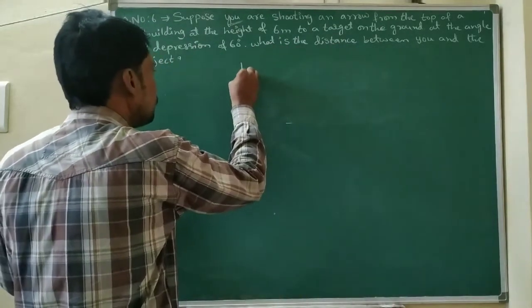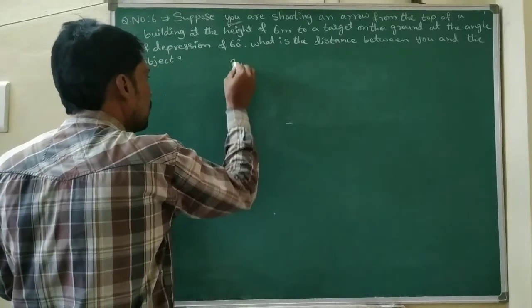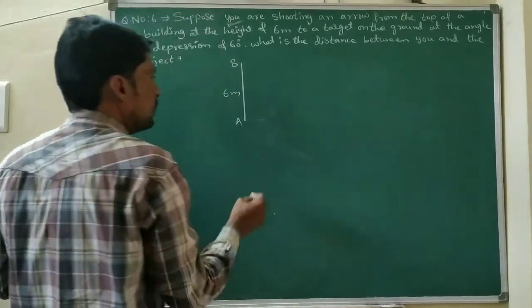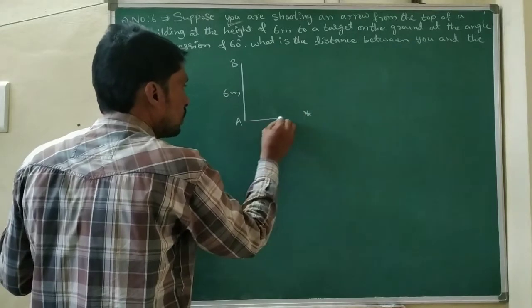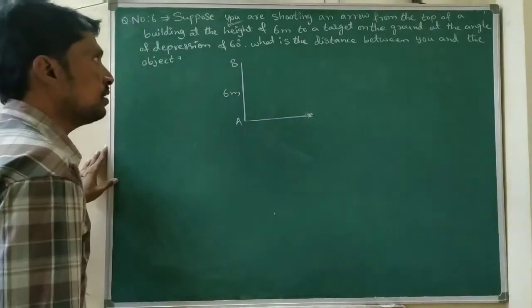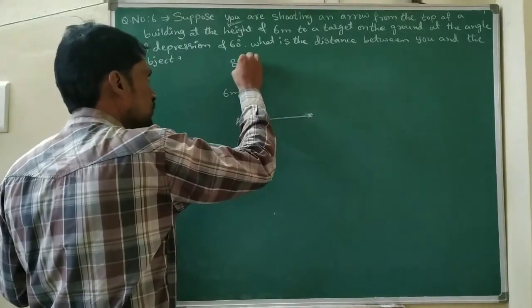So here AB is the building. This height is 6 meters. And here one object is there on the ground. That distance we don't know, so the distance we need to find, from the top of the building to the object.